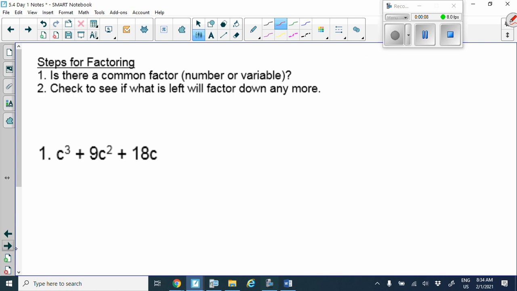Now, when we are factoring, the first thing you should do is see if there's a common factor. This is what we call the greatest common factor. This could be a number, a variable, or both. After that, check to see what is left and if it can be factored anymore.